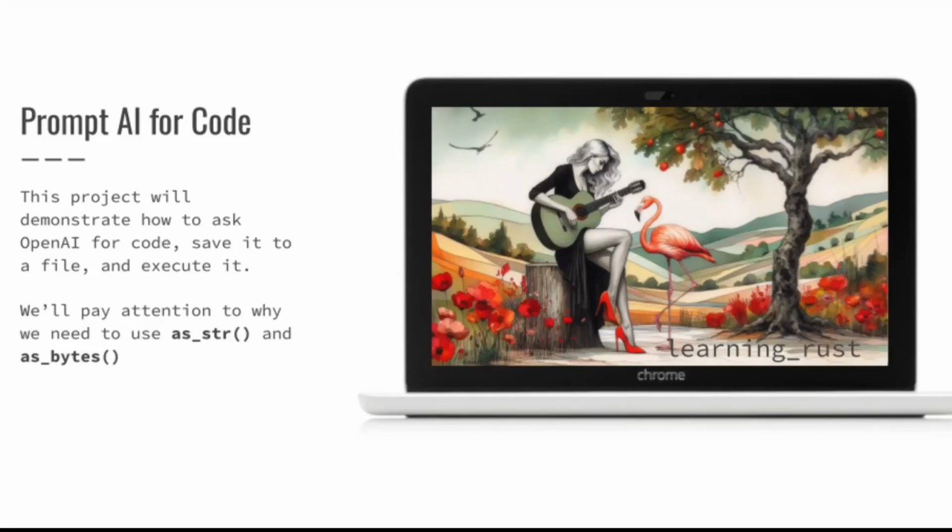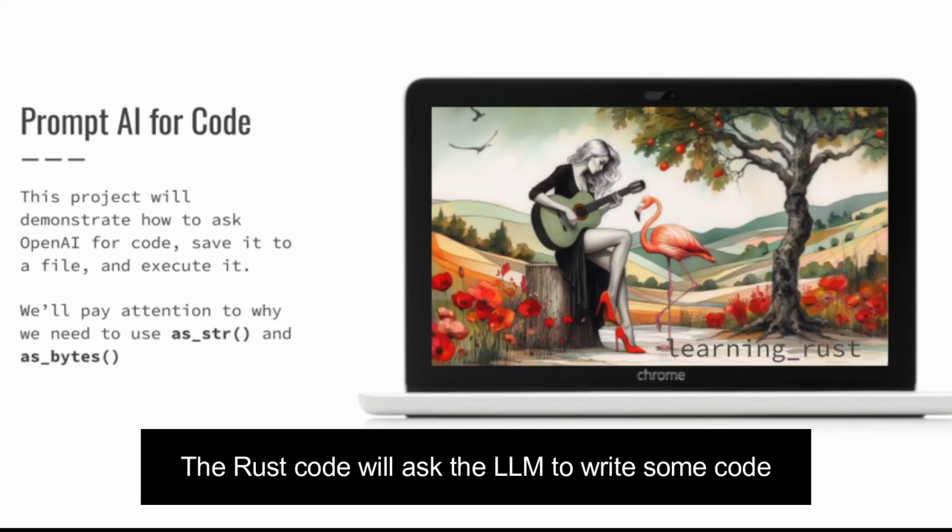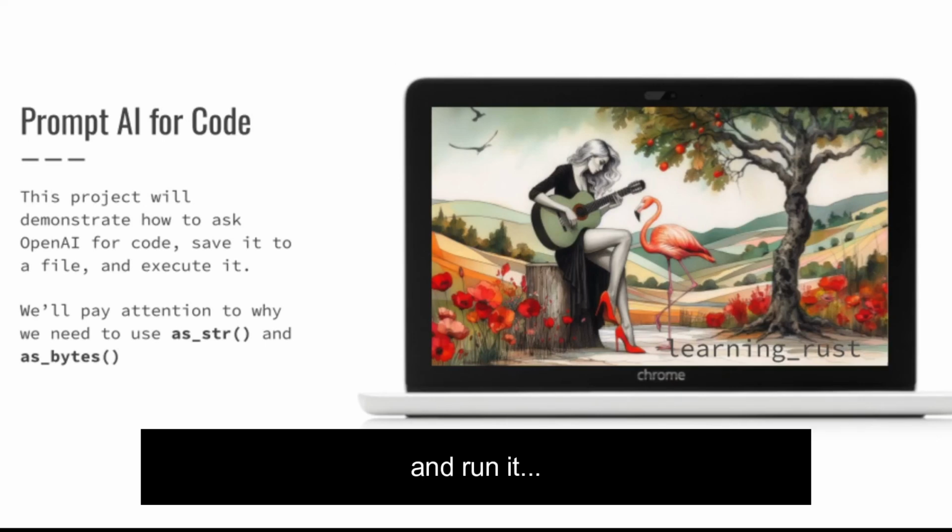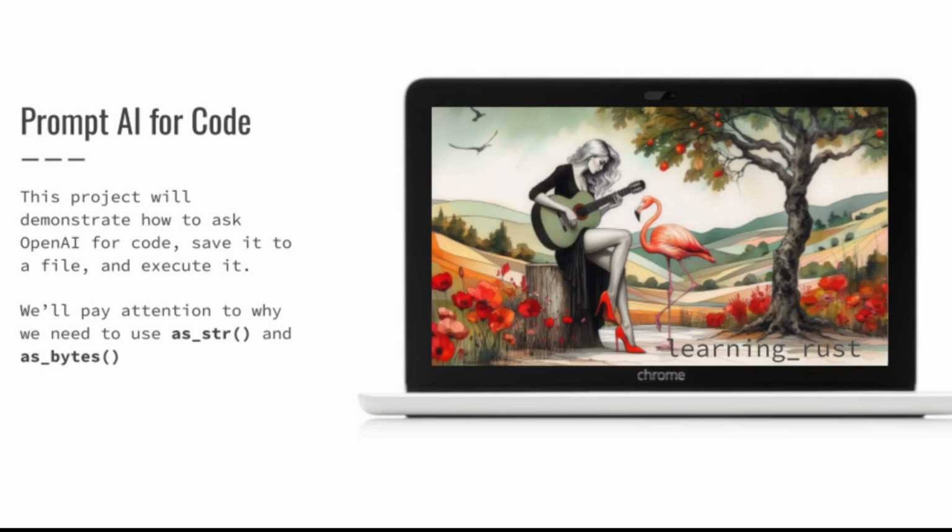Hello, let's look at how we can use AI to help us write some code and run it. So we're going to prompt AI for code. We'll save it to a file. We'll execute it. We'll also look at why we need to use as_str and why we need to use as_bytes. So with all that being said, let's get going.